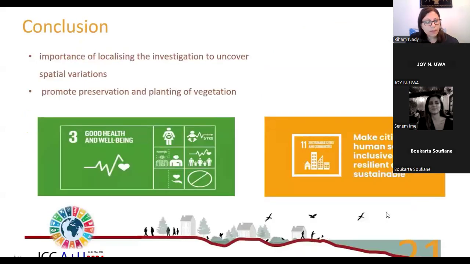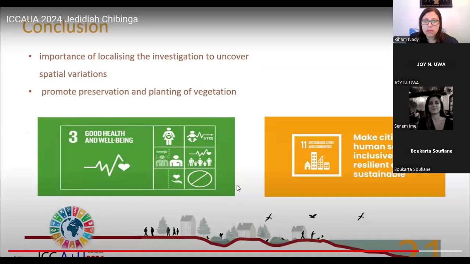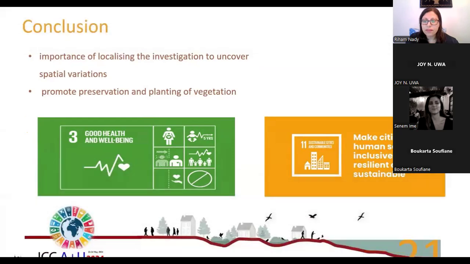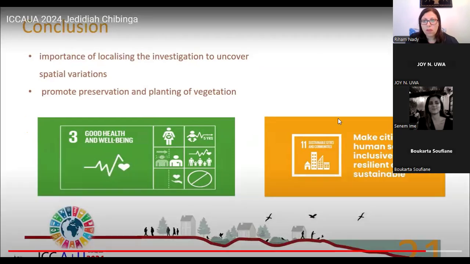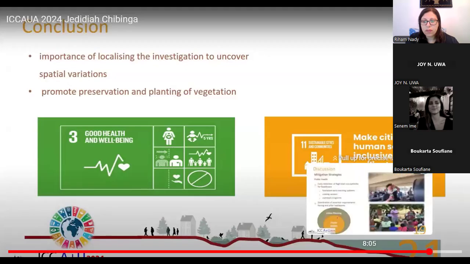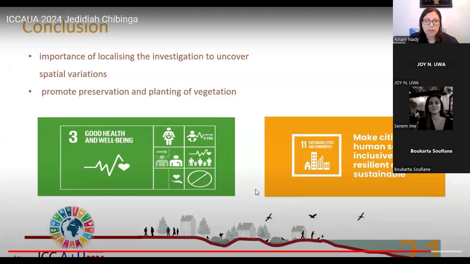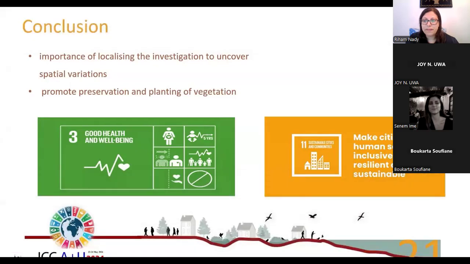It is therefore of great importance that localized investigations are carried out to account for the spatial variations in our cities. By employing strategies such as promoting the preservation of vegetation, we ensure that we achieve our 3rd and 11th sustainable goals, which are to ensure good health or the well-being of both humans and animal populations, as well as to develop sustainable cities and communities that are resilient to climate change, respectively.